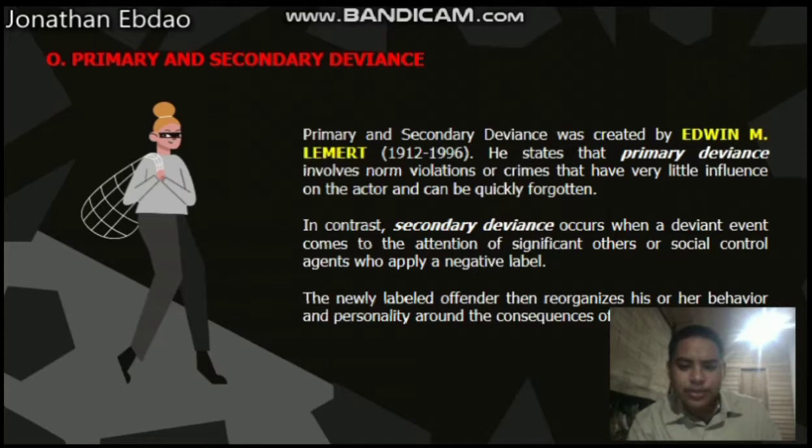The next one is primary and secondary deviance, created by Edwin M. Lemert. He states that primary deviance involves norm violations or crimes that have very little influence on the actors and can be quickly forgotten. In contrast, secondary deviance occurs when the deviant event comes to the attention of significant other social control agents who apply a negative label. The newly labeled offender then recognizes his or her behavior as a personality and acts around the consequence of the deviant act.